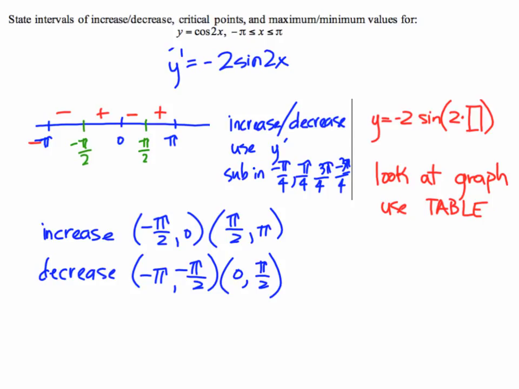So the area of increase, according to my wriggle graph, as well as my graph, is negative pi over 2 to 0, and from pi over 2 to pi. And where is it negative? So where does it decrease? From negative pi to negative pi over 2, and 0 to pi over 2.